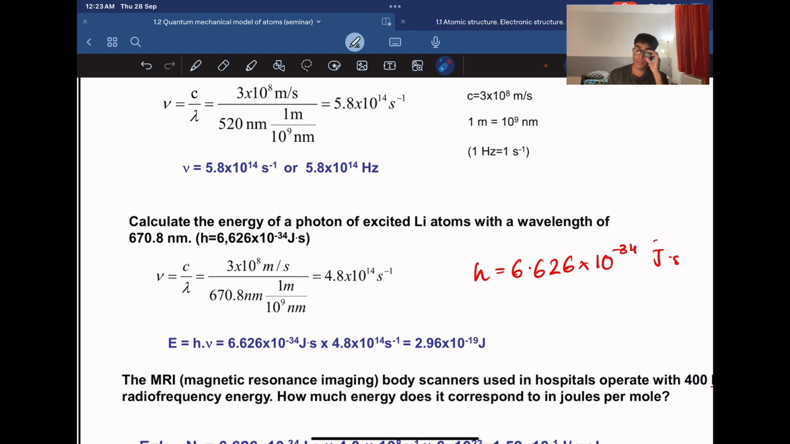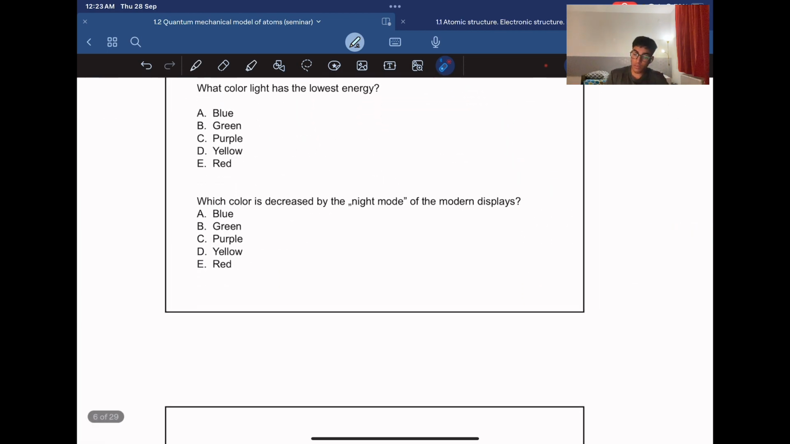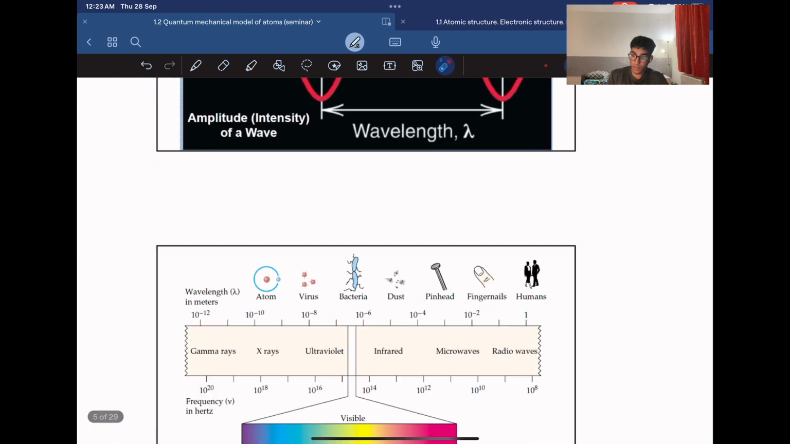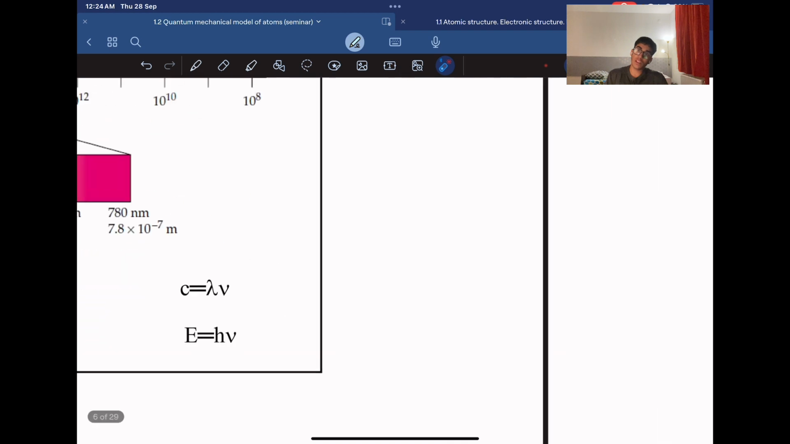This is important. Calculate the energy of a photon of excited Li atoms with the wavelength given to us. Energy is being asked. Now in the previous slide we had the formula which I did overlook. I'm really sorry. Let me go back to the slide. E is equal to h nu, where E is basically energy, h is the Planck's constant, 6.626. The textbooks have different values, so I'm going to see what I have written on the next slide. And nu is frequency. That's how you find energy.